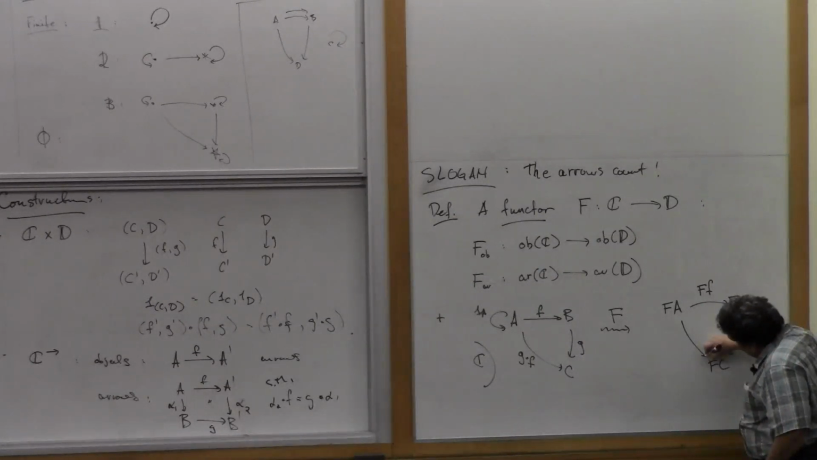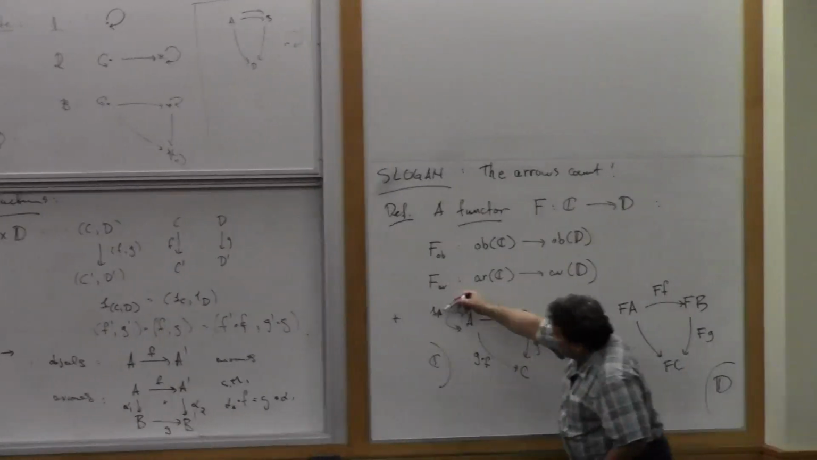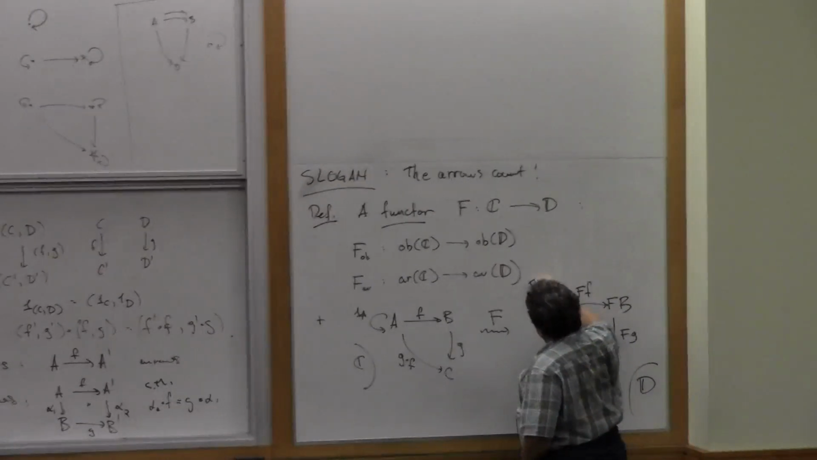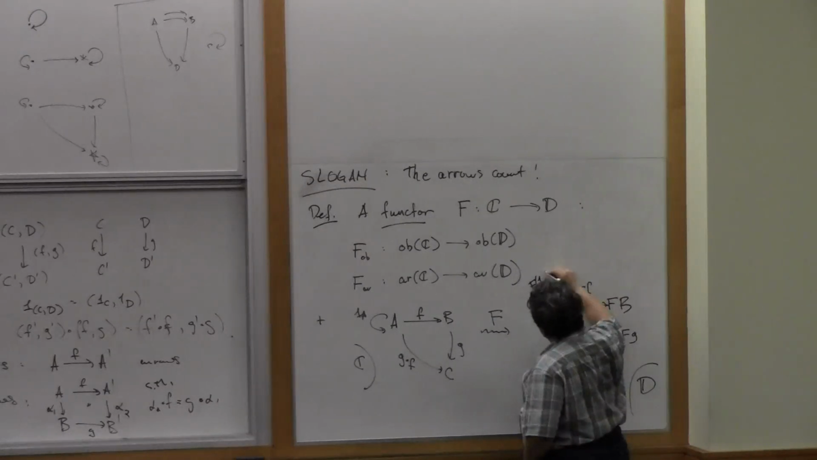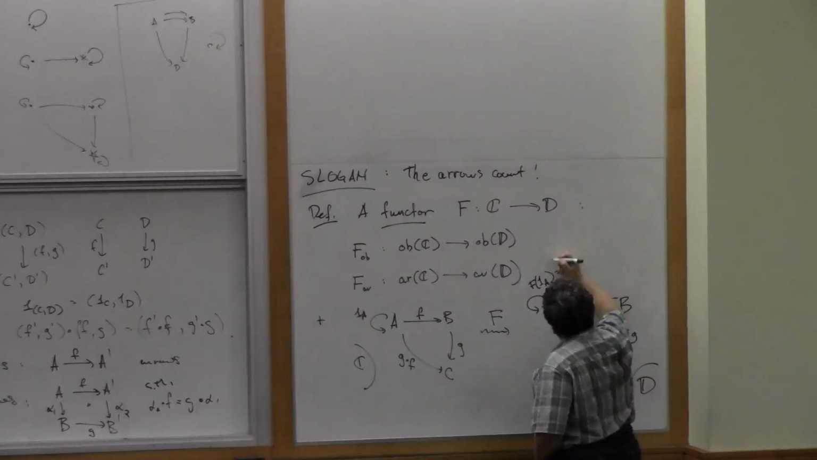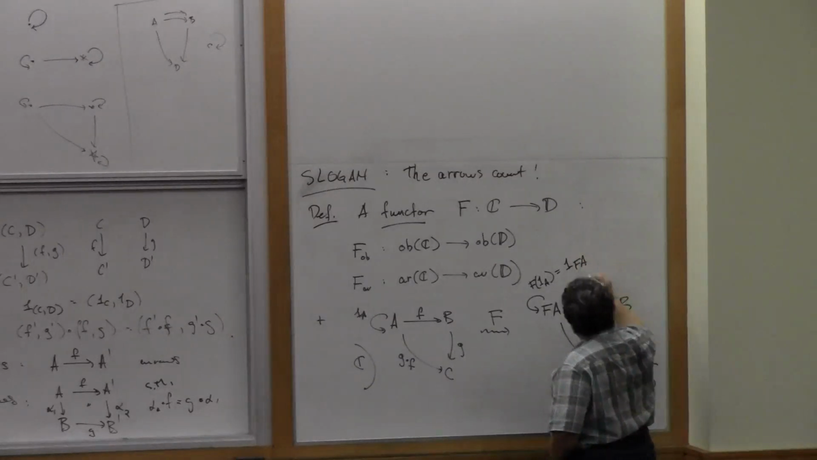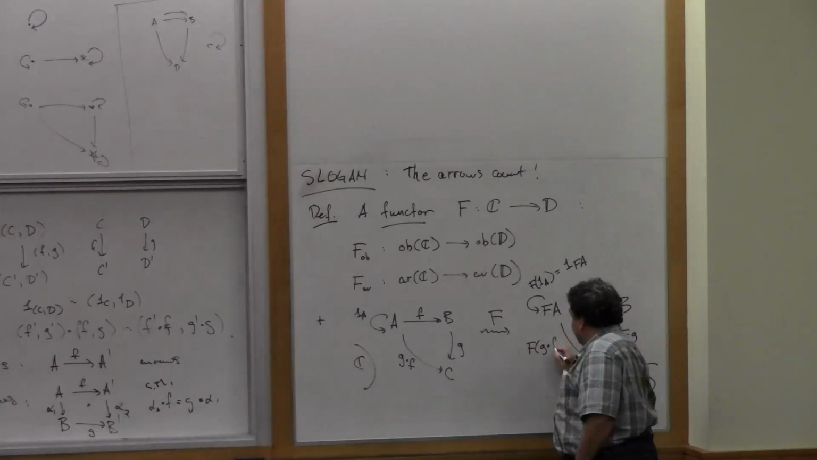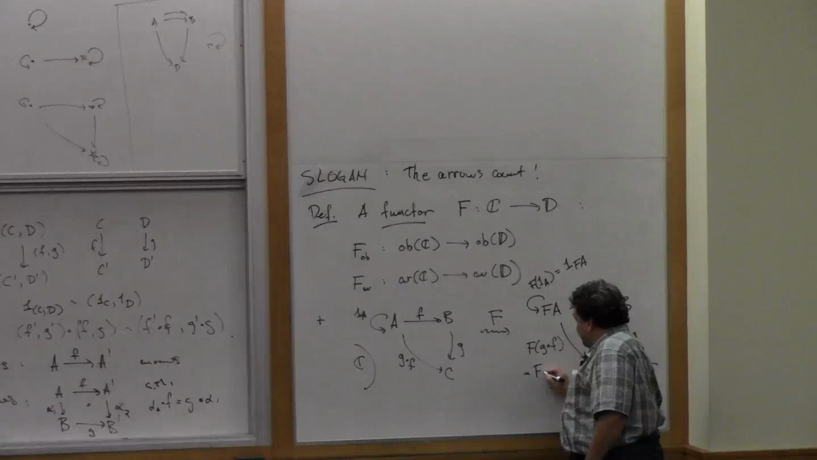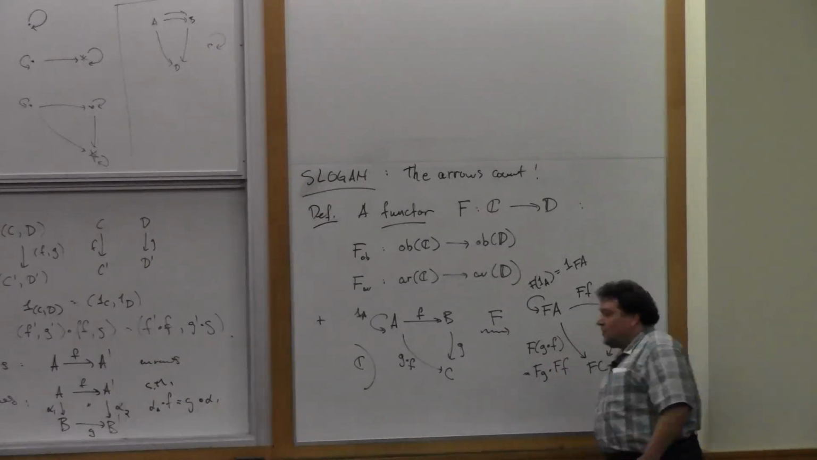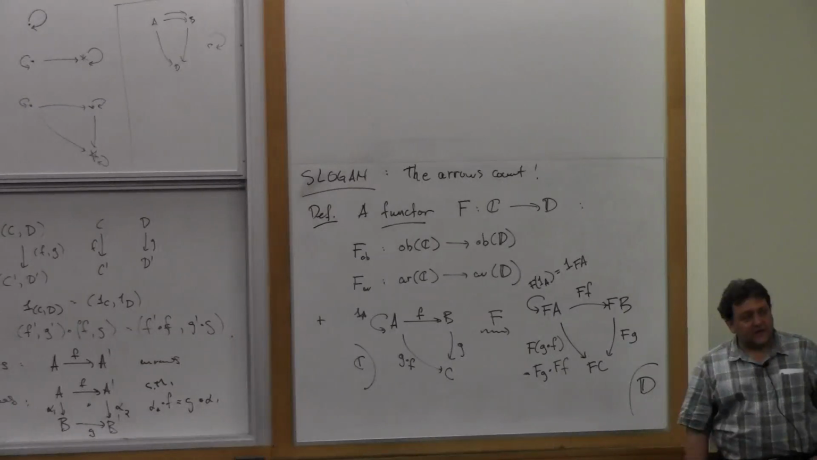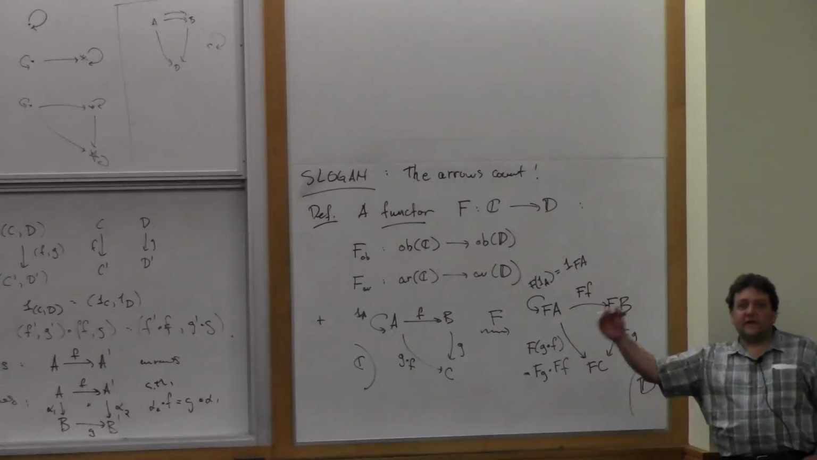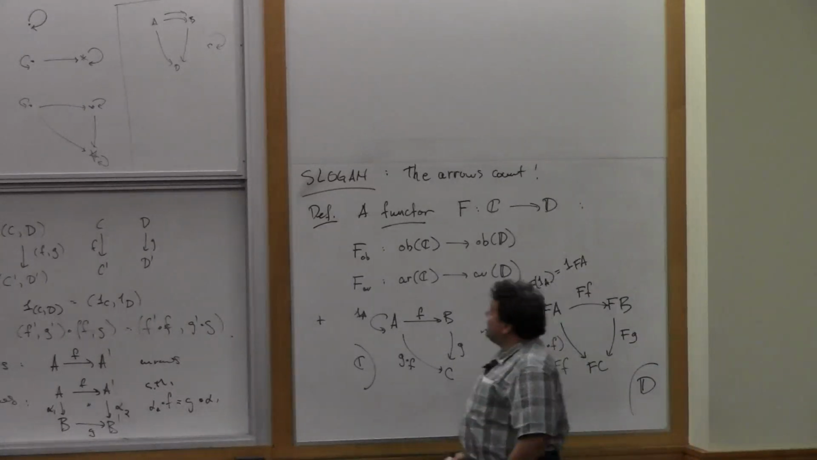And then the further condition is, well, as you might guess, it preserves identity maps. So F applied to 1 of A is required to be equal to 1 of F of A. And finally, it preserves composition. So F of G after F is required to be equal to F of G after F of F. So it just preserves all the data in the definition of a category. That's what a functor is. It preserves the objects, the arrows, the domains, the codomains, the composition, and the identity maps. Okay, so that's the basic notion of a functor.